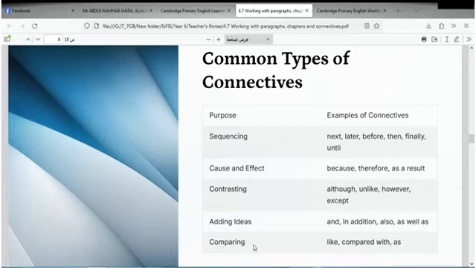I have comparing connectives to show similarities, like compared to, compared with, as. And I have something related to conclusion: in conclusion, in the end, as a result, okay? To show the result or to show the conclusion in the end.